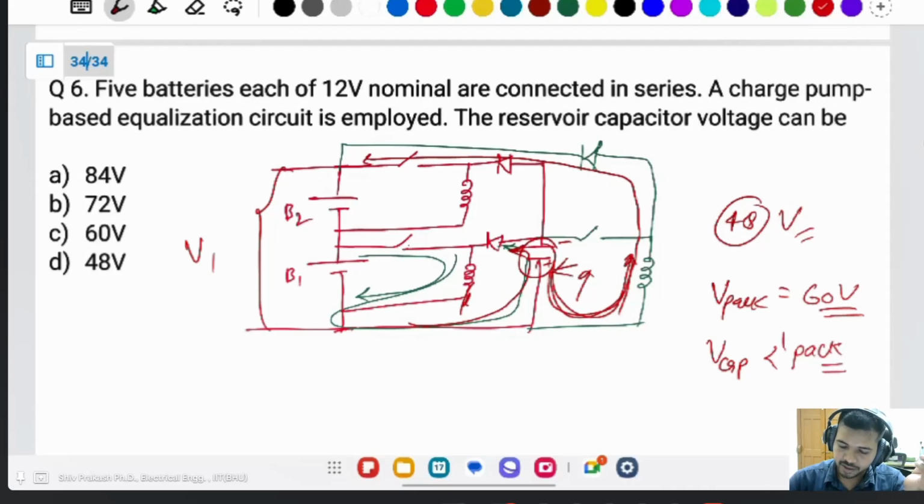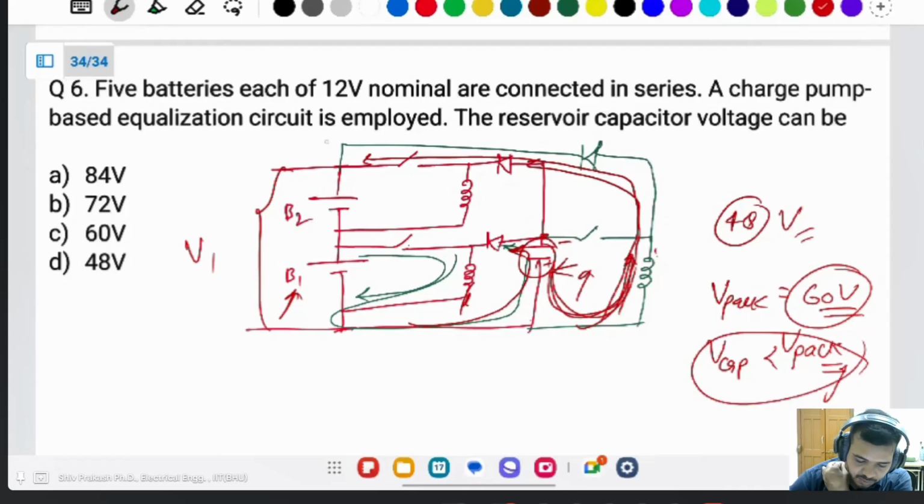The VPACK is 60 volt, and lower than this one you can use the boost converter to boost the voltage from the lower voltage to the higher voltage. Because this voltage is only one voltage, V1, the voltage applied to the capacitor, and this voltage is transferred to the pack from this inductor, like boosting this voltage. That's why they use a voltage lower than 60 volt, like 48 volt, then you can use.